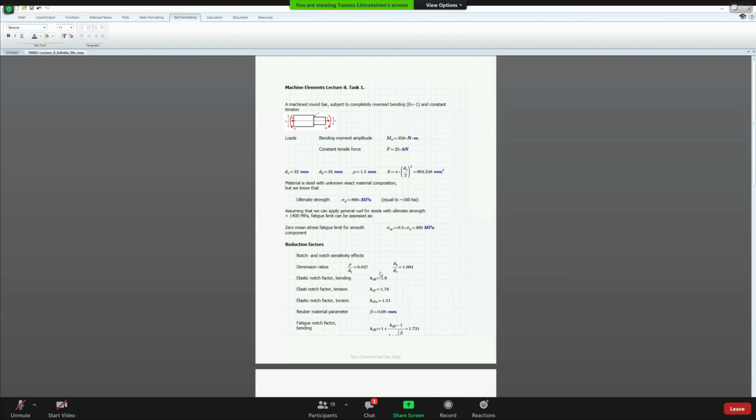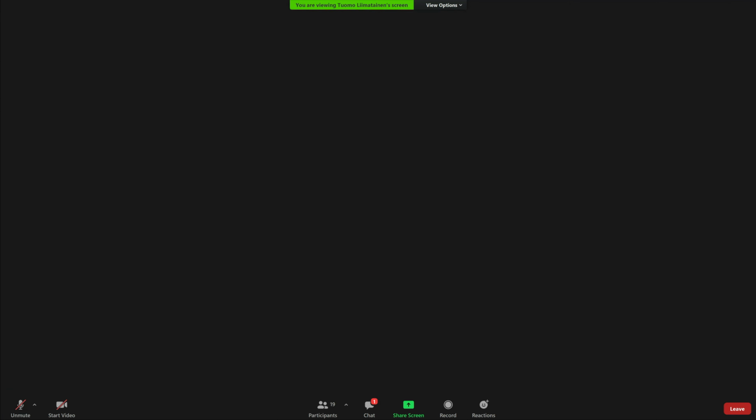we can calculate the stresses. So the mean stress now is only due to the constant tensile force, and we can calculate it with a simple equation, force divided by the area, and of course we need to take into account the fatigue notch factor, and that will give us 50.8 megapascals.